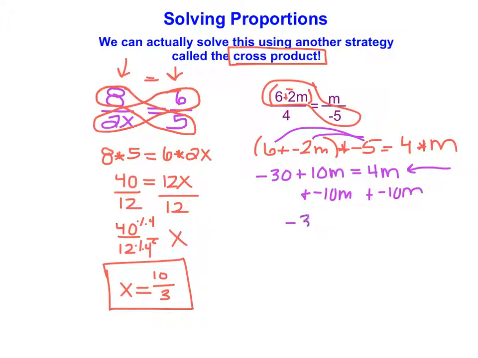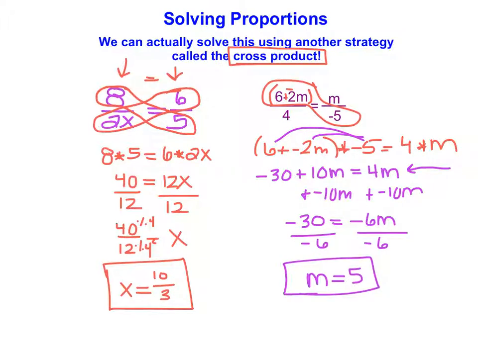So then I'm left with negative 30 is equal to negative 6m. Divide both sides by negative 6, and I find that m is equal to a nice, even 5. So in these situations, utilizing the other strategy wouldn't work so well, but cross product really helps prevent us from making a mistake. So if you see fraction equals fraction, cross product is a great little trick that you can use in order to help you solve that very efficiently and effectively.